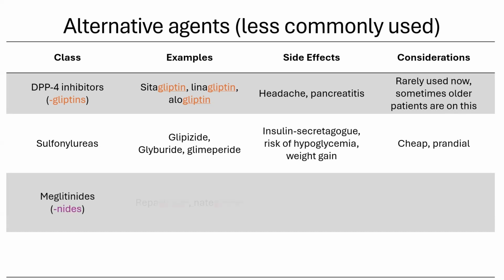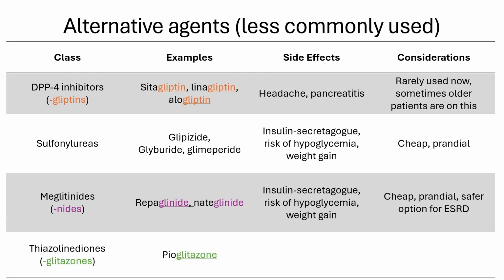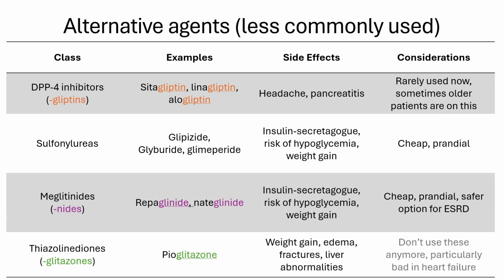Similarly, meglitinides, such as repaglinide and nateglinide, are insulin secretagogues that also put you at risk of hypoglycemia and weight gain, and they are also cheap and done with meals. These are in particular used for patients who are nearing dialysis, as many medications are not available to be used for diabetes for these patients. Finally, thiazolidinediones are another class of medications. One example is pioglitazone, and these are medications that we typically don't use anymore because they can cause weight gain, edema, fractures, and liver problems. And these are particularly bad in heart failure, but this is often tested on STEP and shelf exams.